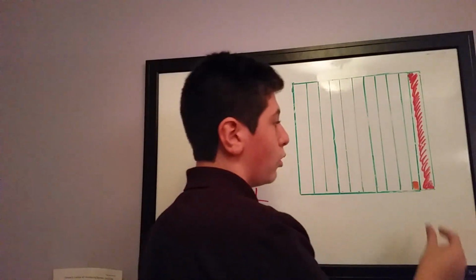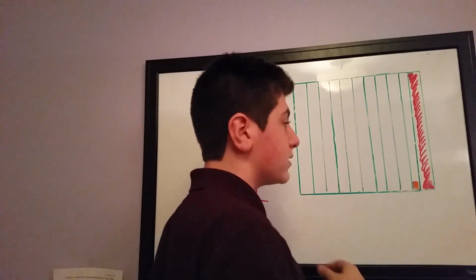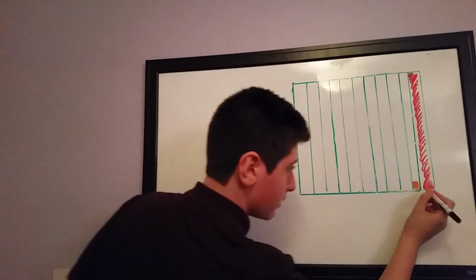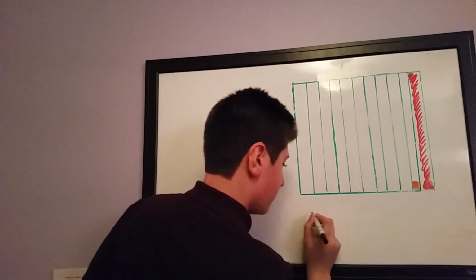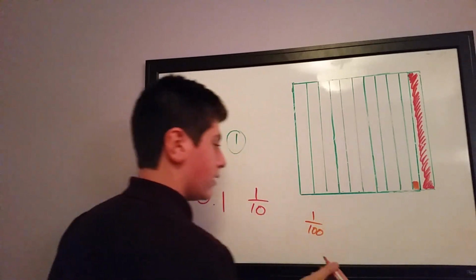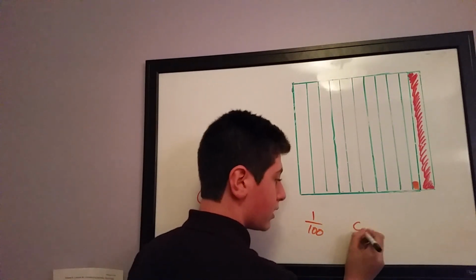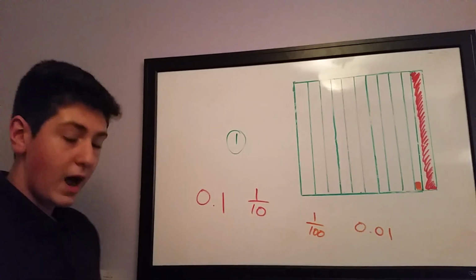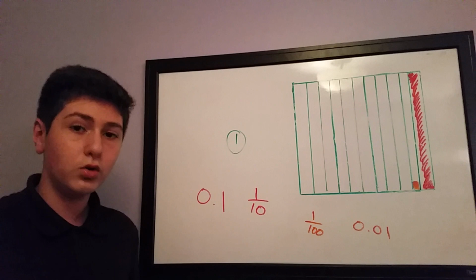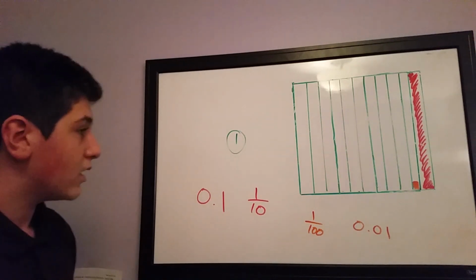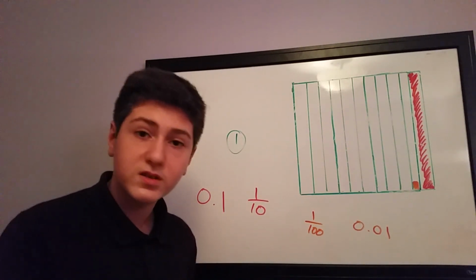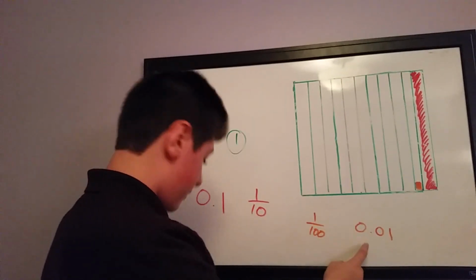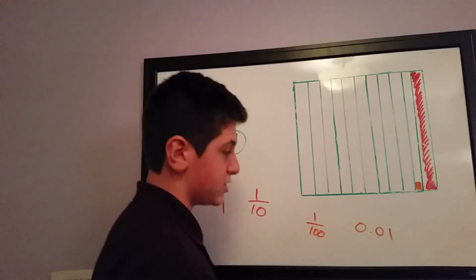Even this rectangle over here can be divided into 10 more parts. This would be called 1/100, this tiny square over here. In decimal form, it would look like this, 0.01. Now, I'm going to show you guys a really cool trick to differentiate tenths from hundredths, from thousandths in decimal form.